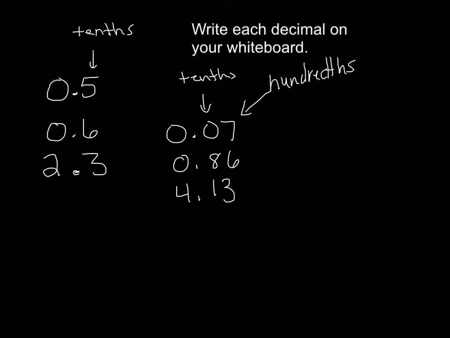For the last ones, we're going to go through the thousandths place. If this was the tenths, the hundredths, the thousandths place will be that third place over from the decimal point. Here we go. Your first number to write is 2 thousandths. Your second number is 35 thousandths. And your last number is 563 thousandths.